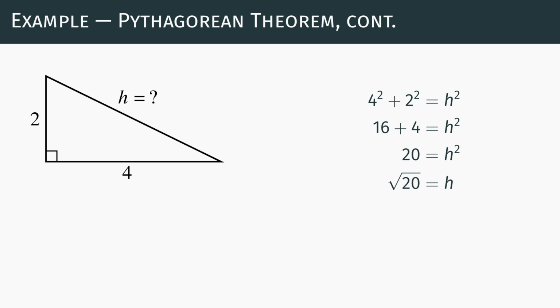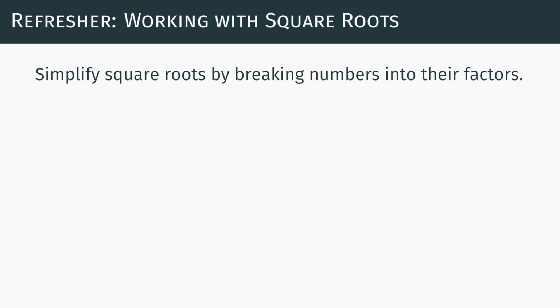What's the square root of 20? Well, we can break 20 into 4 times 5, so we've got the square root of 4 times 5 equals h. 4 is 2 squared, so it pops out, and then we've got 2 root 5 equals h. We've figured out what the hypotenuse is. We're done here. So that's how you use the Pythagorean theorem. Now, let's have a real quick refresher on working with square roots.